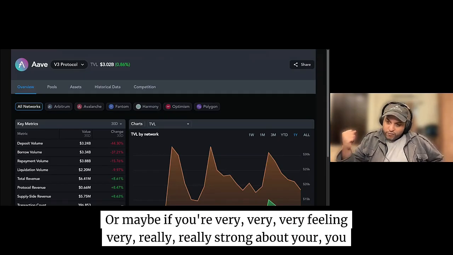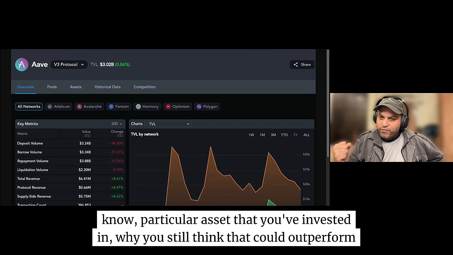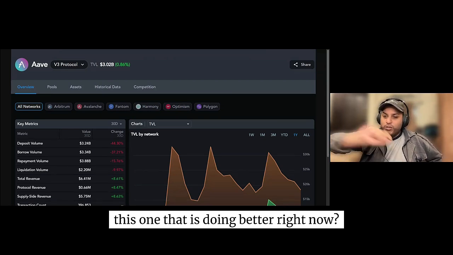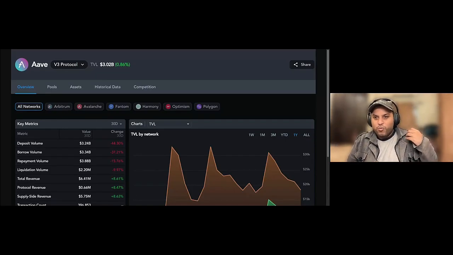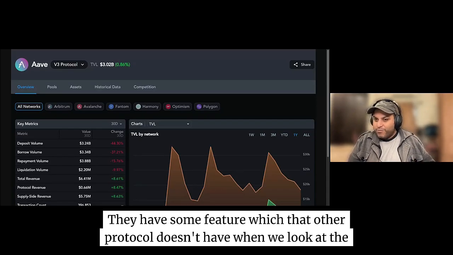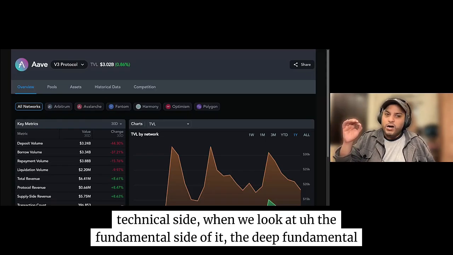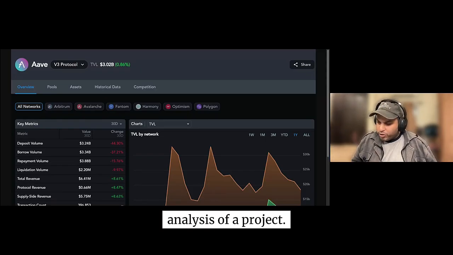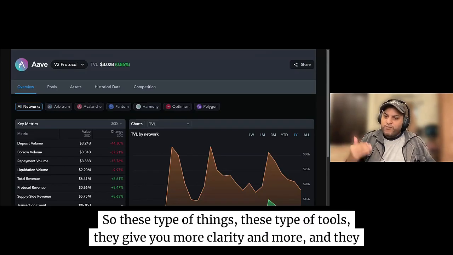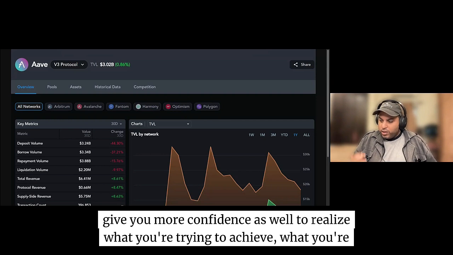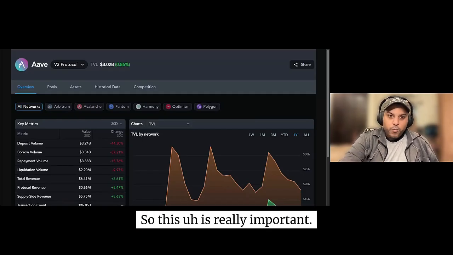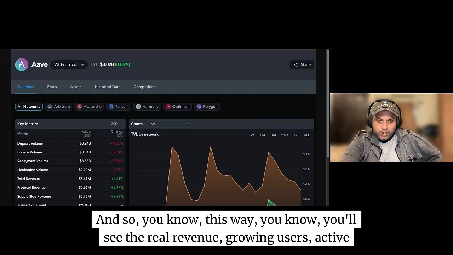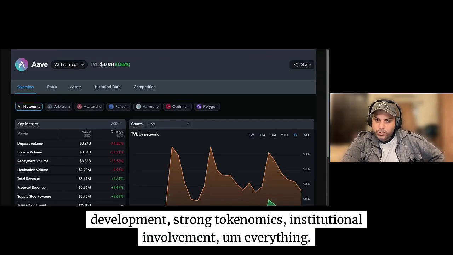Or maybe you feel really strong about a particular asset that you've invested in, and you still think it could outperform the one that is doing better right now, because you're much earlier to the narrative, and maybe they're building a feature that the other protocol doesn't have. That's when we look at the technical side and the fundamental side, the deep fundamental analysis of a project. These types of tools give you more clarity and more confidence to realize what you're trying to achieve, what you're trying to build, right? So it's very, very important, guys. Just remember that. This way, you'll see the real revenue, growing users, active development, strong tokenomics, institutional involvement, everything.